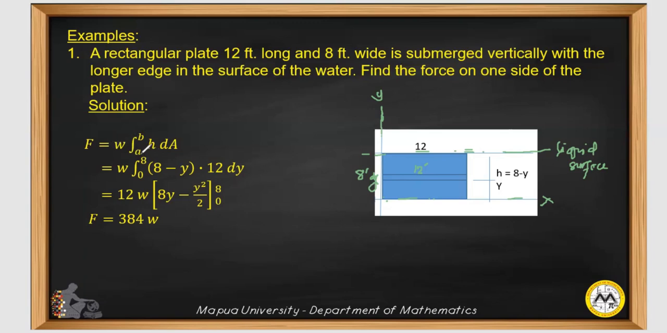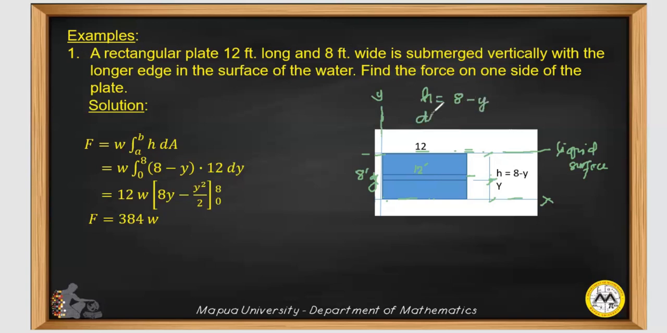Since W is a constant, we can write it before the integral sign. And take note that this element is at a distance y from the x-axis. So this is y. Therefore, the distance of the element from the liquid surface is equal to 8 minus y, taking note that the width of the rectangular plate is 8. So h is equal to 8 minus y.